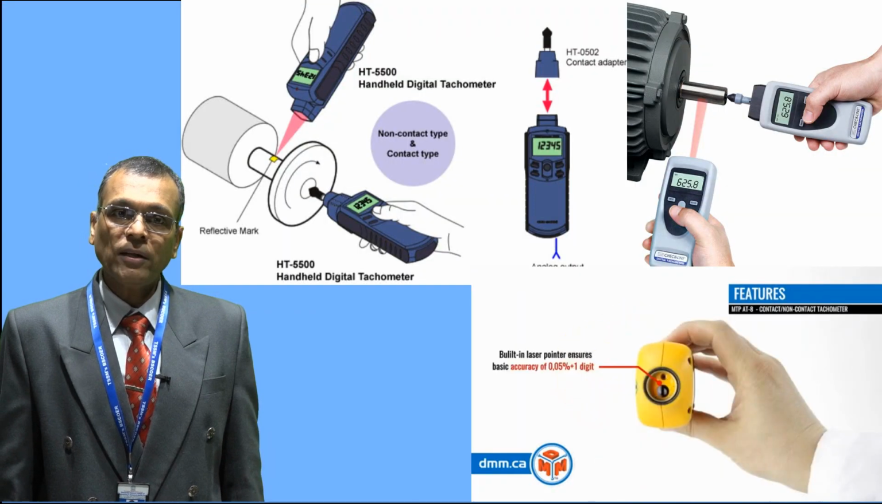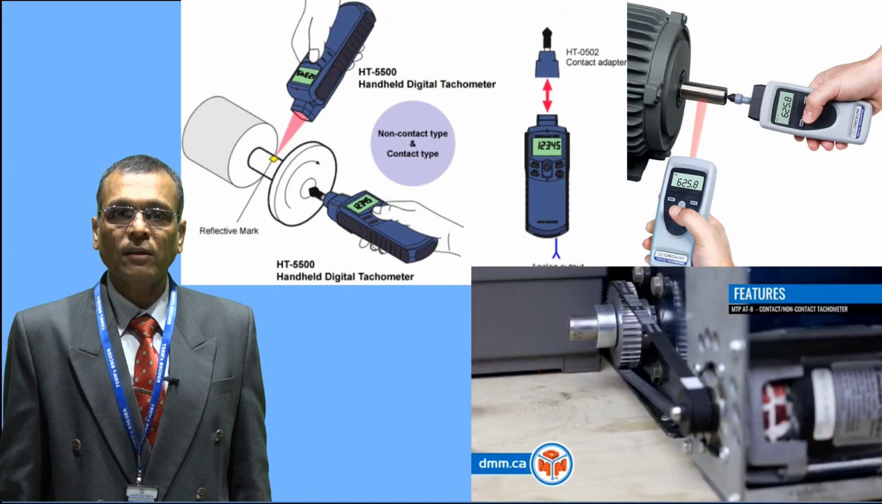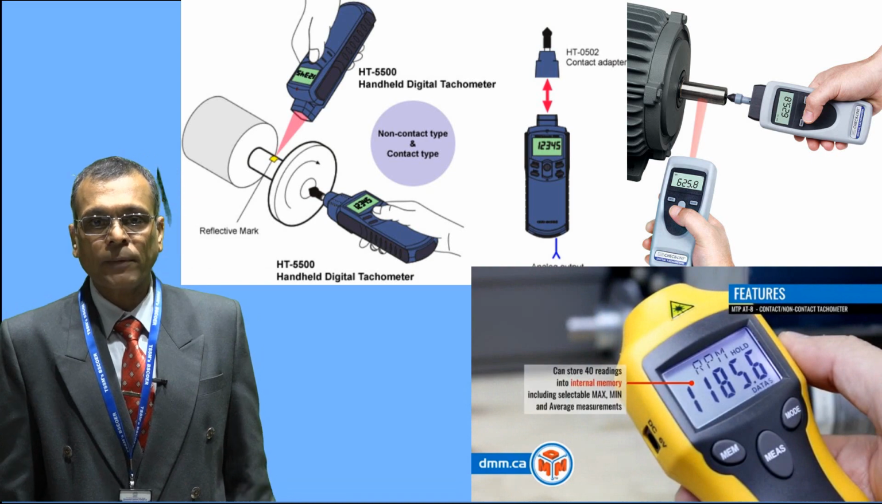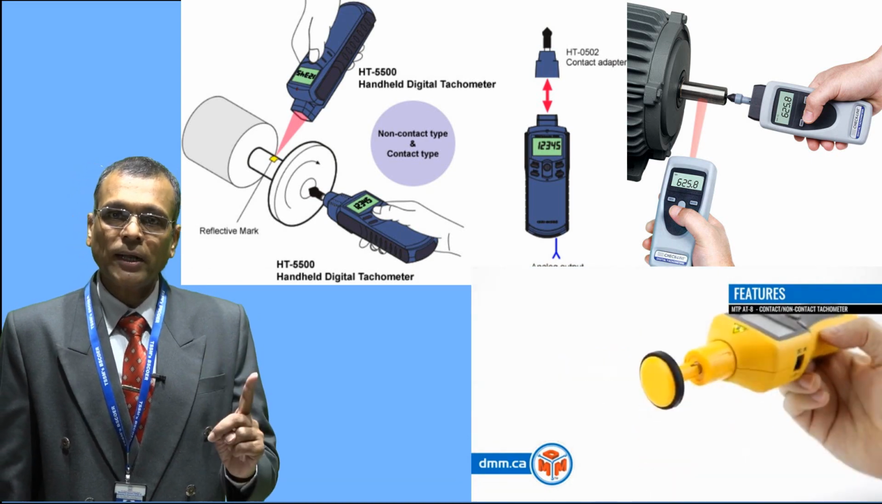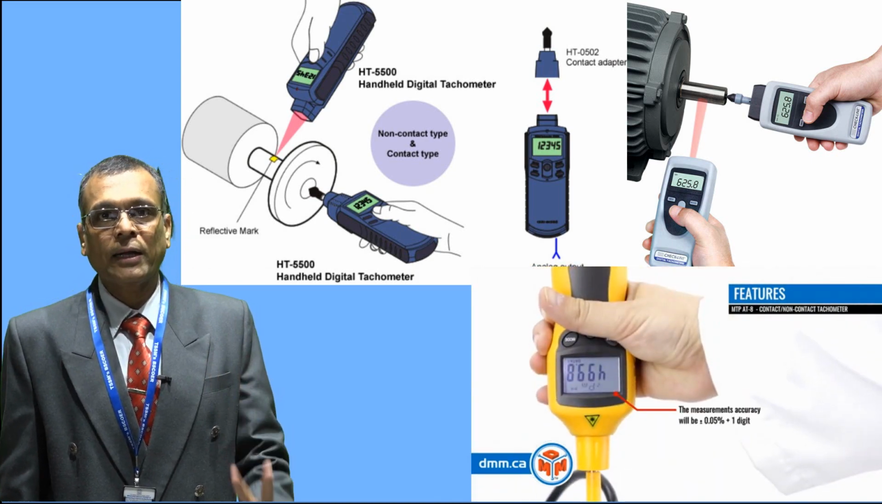Usually, tachometers are used to measure the speed. There are 2 types of tachometers, one is non-contact type and another is contact type of tachometer.